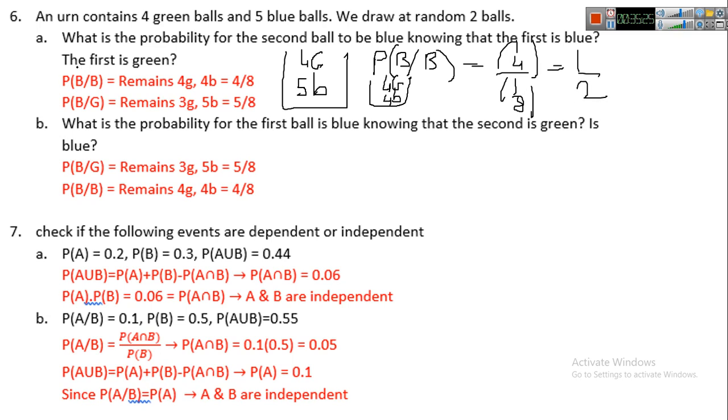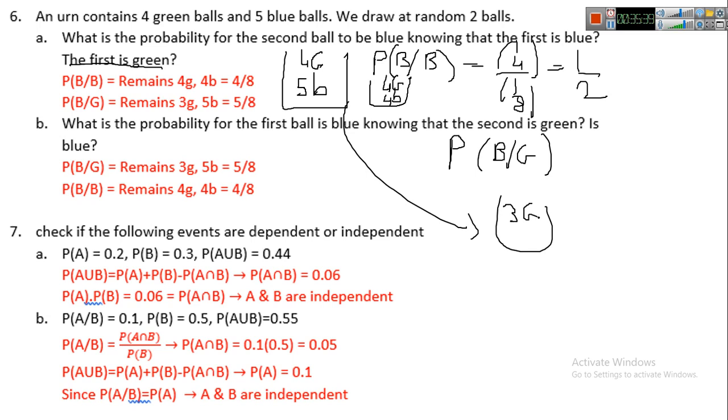Okay. Knowing that the first one is a green, what is the probability of the second ball to be blue? Because I know the first one is a green, now what do I have? I will get 3 green and 5 blue, because I have already picked 1 green. So what is the probability of picking a blue now? 1 out of 5 over 1 out of 8, so it will be 5 over 8.